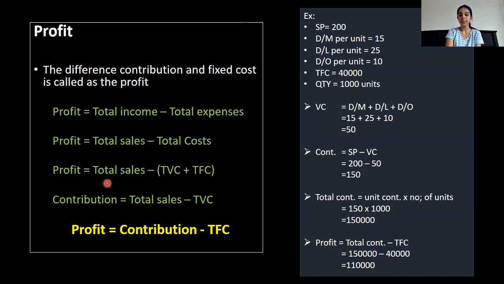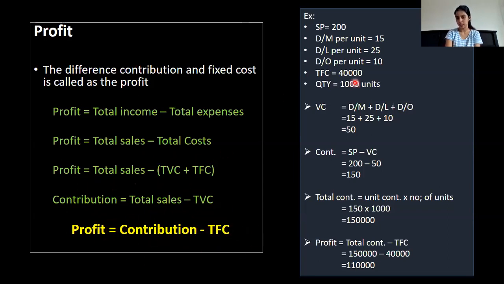In the previous slide, we discussed the equation for contribution, which is total sales minus total variable costs. Both these elements we can see in this equation as well: total sales minus total variable cost. So when we substitute the term contribution here, we can rewrite this equation as profit equals contribution minus total fixed cost. So that is the formula to calculate the profit.